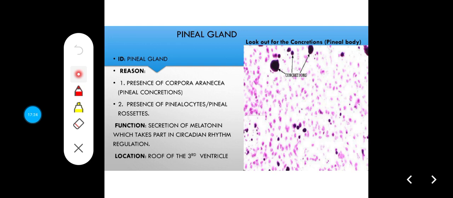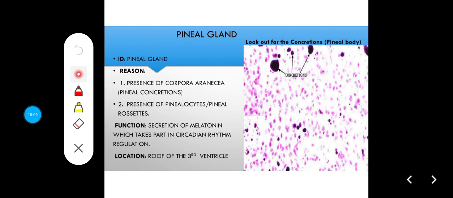So the reasons for identifying the pineal gland include the presence of corpora arenacea. So they are also called pineal concretions, and these are like aggregations of minerals and calcium salts. So the older the person gets, the more numerous these dark staining irregular masses appear. They are small in size, and their sizes vary. So sometimes they call it the brain sand.